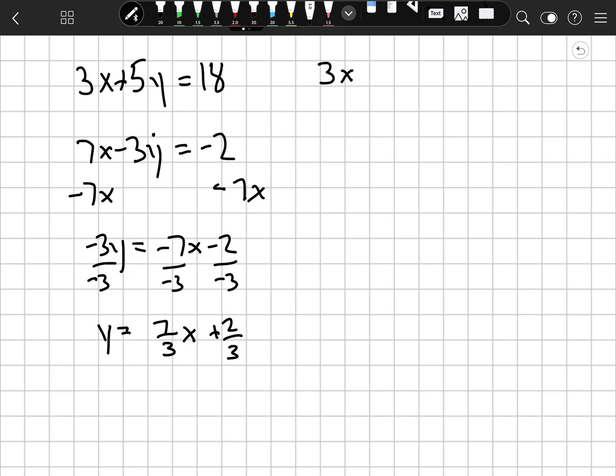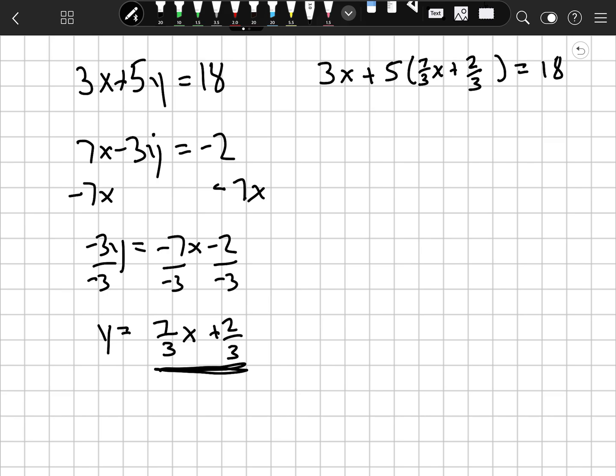Okay, now let's take a look at the top equation. We've got 3x plus 5 (blank) equals 18. I did a big blank for y because we want to substitute this in. So we've got 7/3 x plus 2/3 there. Okay. Now you can tell that we're going to have some fractions, and the thing that you can't do here is you can't change them to decimals.